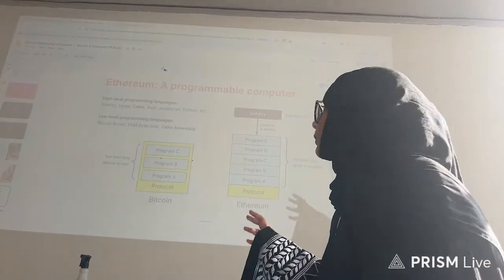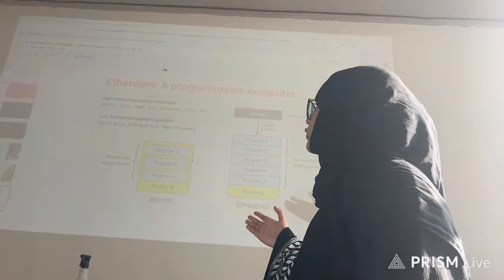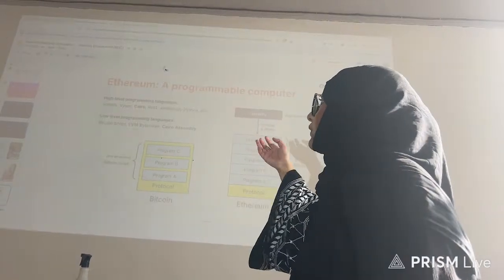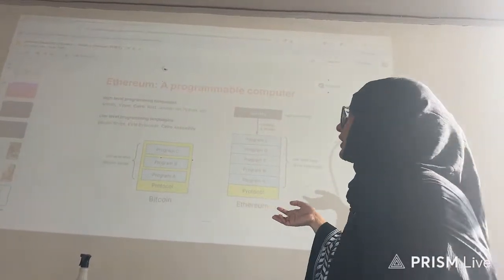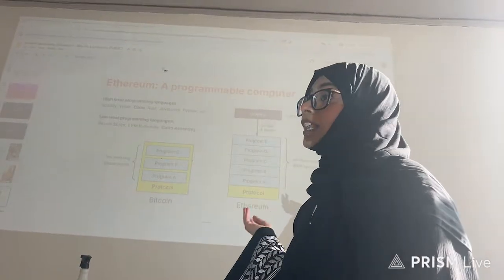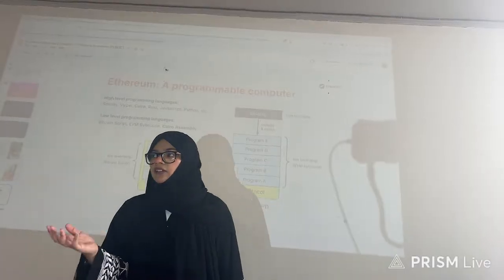Now we started talking about high level and low level programming languages. High level programming languages, any language. Examples are Solidity, Viper, Cairo, Rust, JavaScript, Python, right? Object oriented programming languages. Low level are assembly languages. Now here's the thing: Bitcoin is written in Bitcoin Script, which is an assembly language.